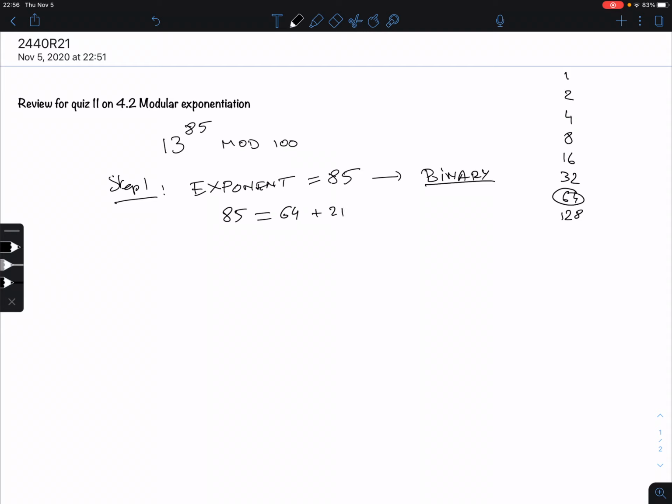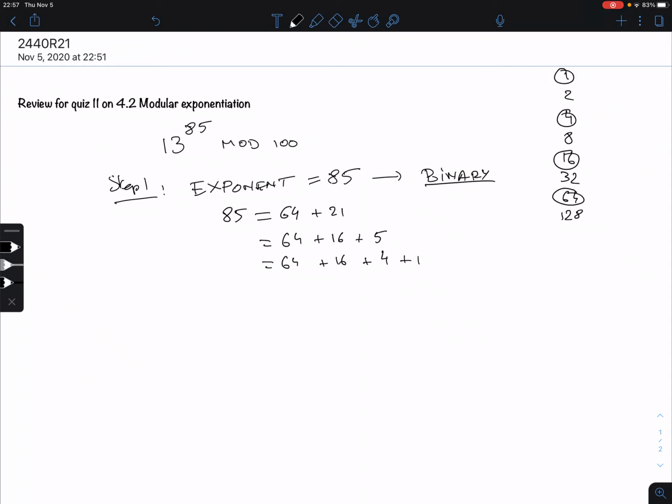What remains is 21. So now we look for the next biggest. We repeat now with 21. 32 is too big, 16 will go in there. So I split 21 into 16, and what remains is 5. I keep doing this with this 5. 8 doesn't go in there, but 4 goes in there. So that is 64 plus 16 plus 4, and what remains is 1, and that's already a power of 2. So I don't have to do anything anymore. These are the numbers that I want. Let me circle my 1 as well.